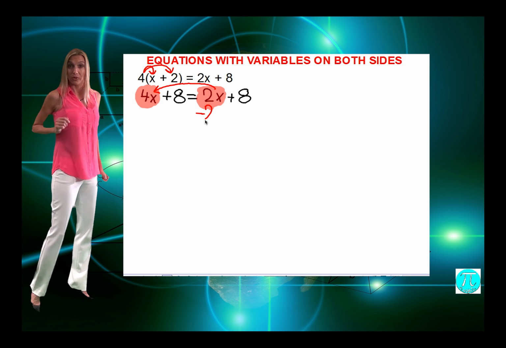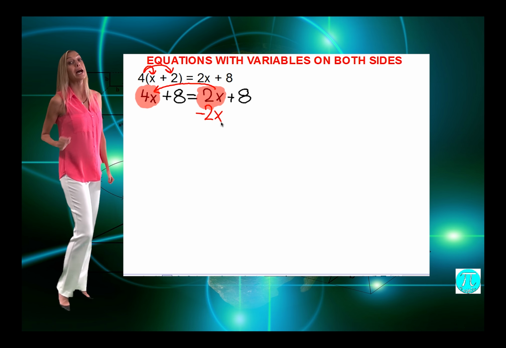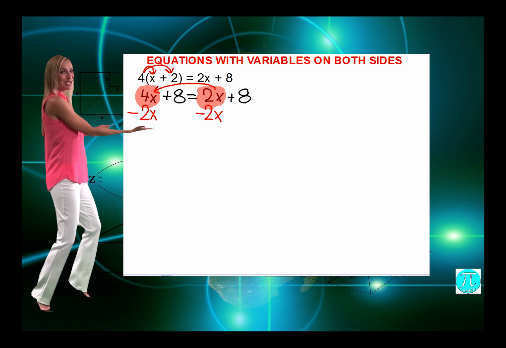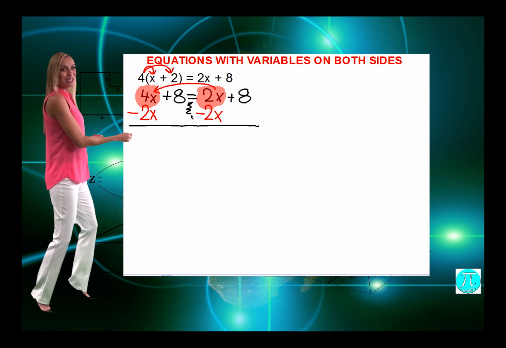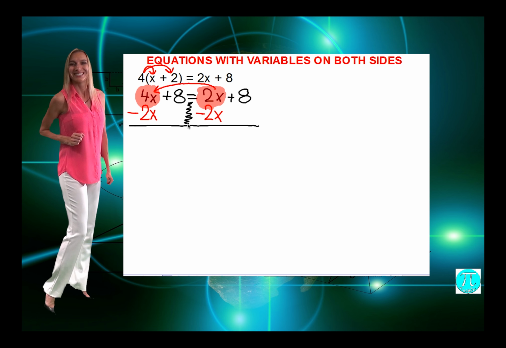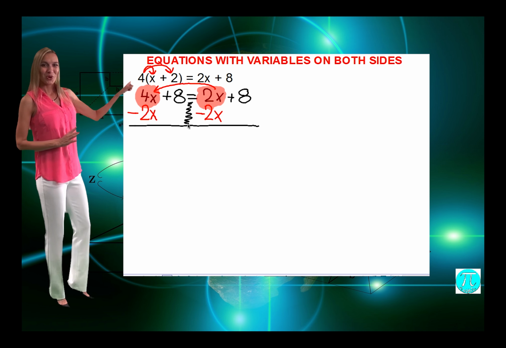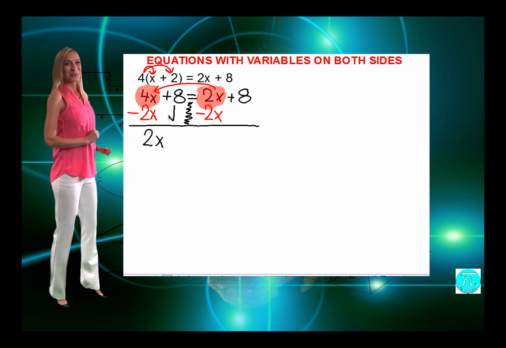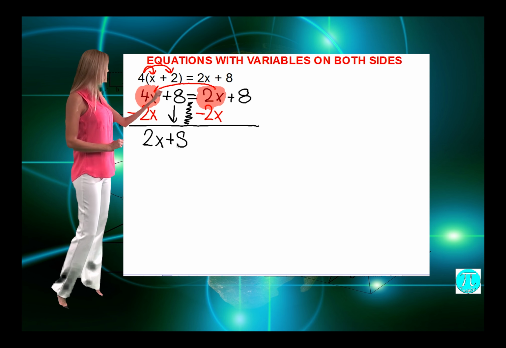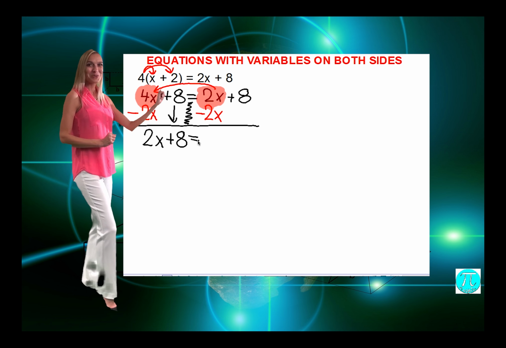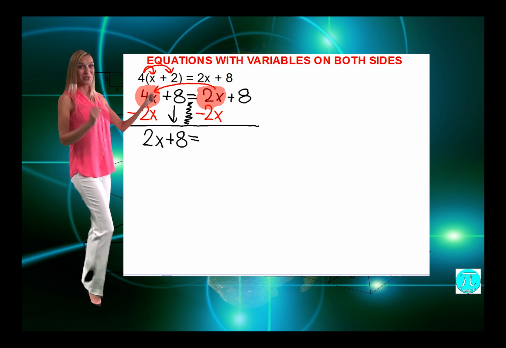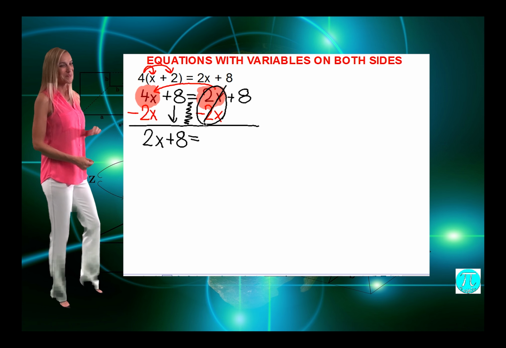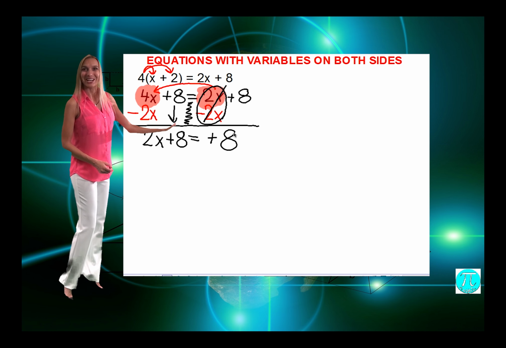Well, positive 2x, to make it a 0, I have to subtract the 2x. Equation has to be equal on both sides, right? What I do here, I do over there. So subtract 2x from both sides. What are we left with? 4x minus 2x is equal to 2x. We still have our plus 8, have our equal sign, and 2x minus 2x, woo, it's a 0. Same number, opposite signs, right? It'll become a 0. Plus 8 is still there.